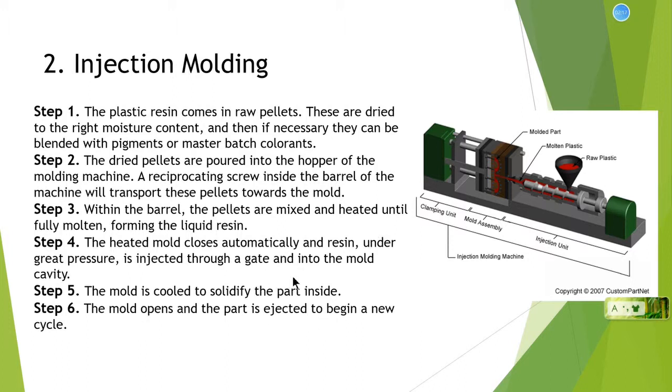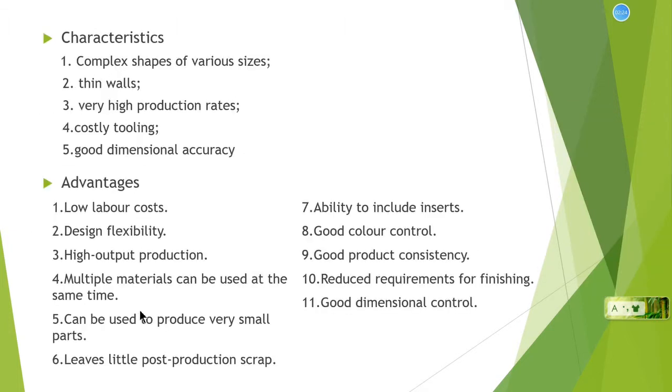So that is finished. Now let's see the characteristics. First, we can produce complex shapes of various size. Number 2, we can make something with thin walls. Number 3, using this method, we can get a very high production rate. Number 4, the tooling is costly. Number 5, it can get a good dimensional accuracy.